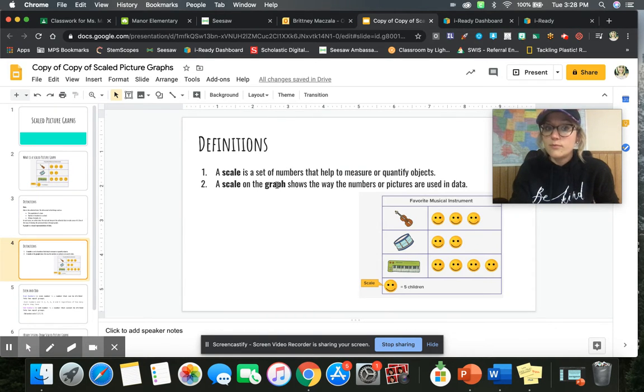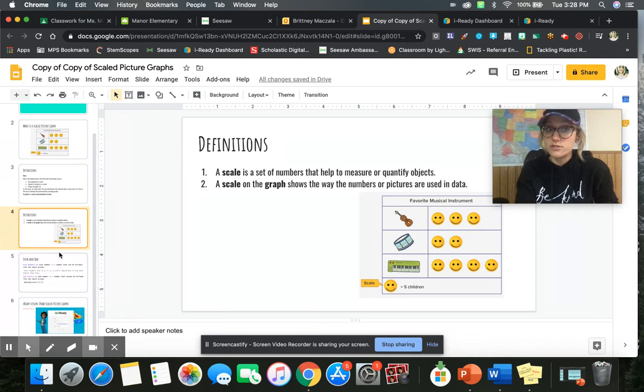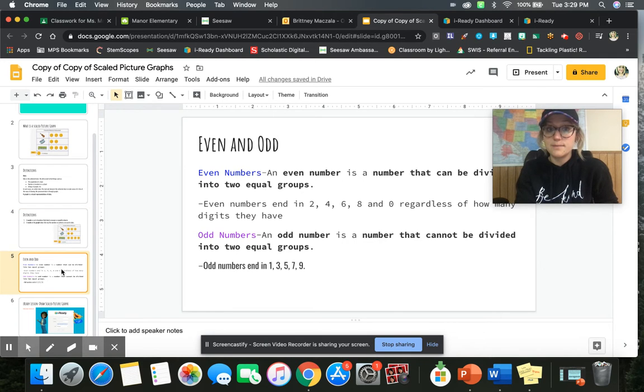So, remember, a scale is a set of numbers that help to measure or quantify objects. Just like our scale in the first slide, a scale on the graph shows the way the numbers or pictures are used in data. So we have our scale, and this is our graph, and it's showing us the way that the number of children, which is 5 for each smiley, is used, right? So 5, 10. It makes it a little bit easier for students to look at and understand.